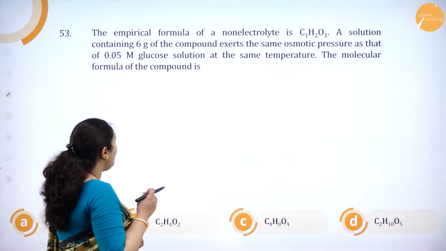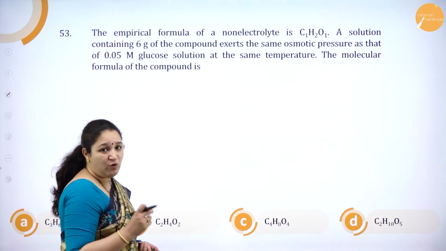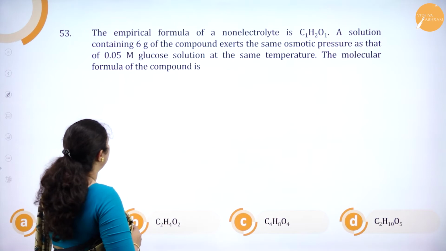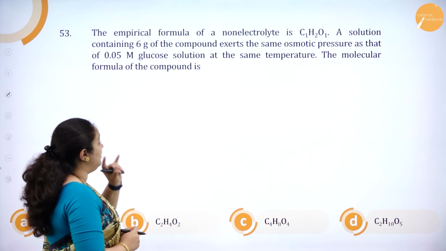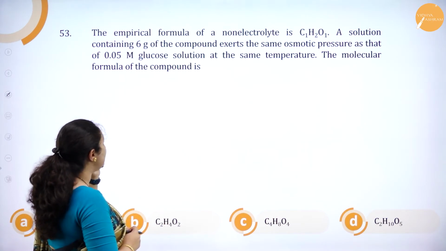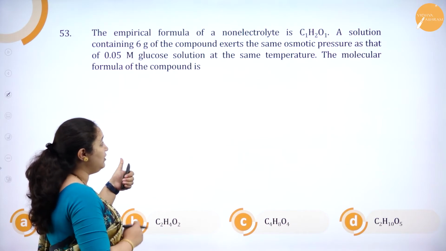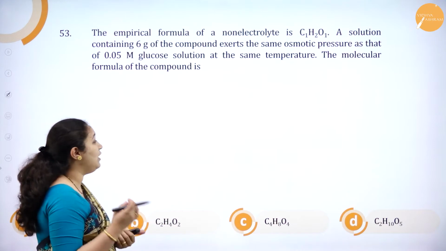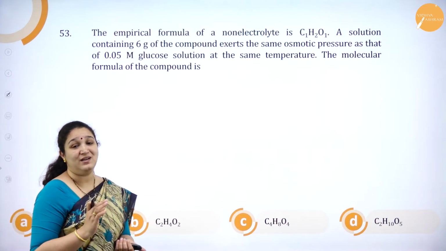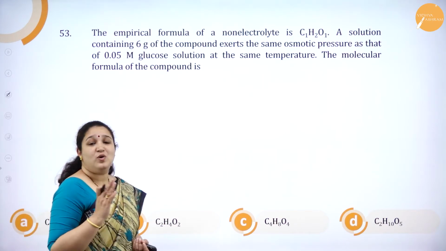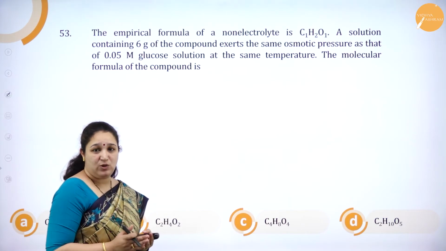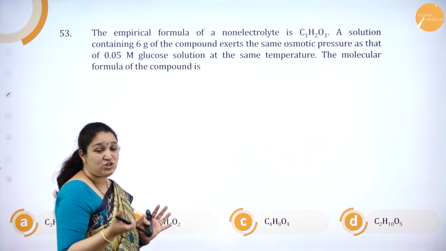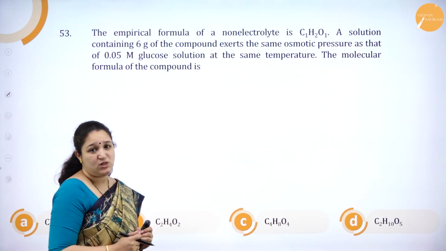So, what is the molecular formula of the molecule? You need to find out what is given. The empirical formula is given. Then a solution containing 6 grams of the compound exerts the same osmotic pressure as that of 0.05 molar glucose solution, is the data which is given. So as the osmotic pressure is equal, the concentration of the compound is equal to the concentration of the glucose solution.